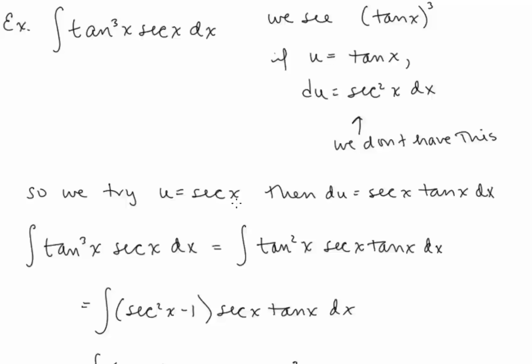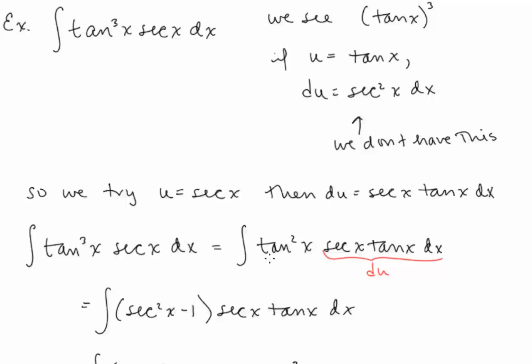If u is equal to secant x, then du is going to be secant x tan x dx. So we have a secant x already. Let's pull off one of these tan x factors and write it this way. So we have tan square x secant x tan x dx. So now here we have a du.